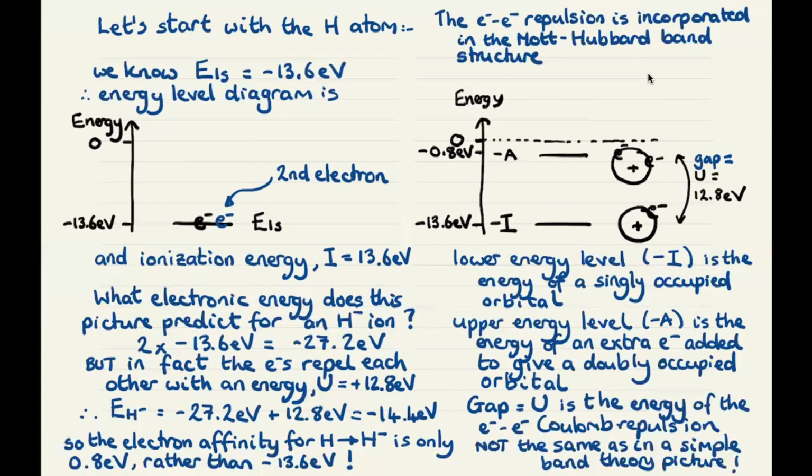I want to look at one more example of this correspondence between a simple energy level diagram that doesn't include electron-electron interaction and the Mott-Hubbard energy level diagram that does include electron-electron interaction, before we go on to talk about the band theory picture of both cases next time. So let's just take one more simple example and then we'll stop for today.